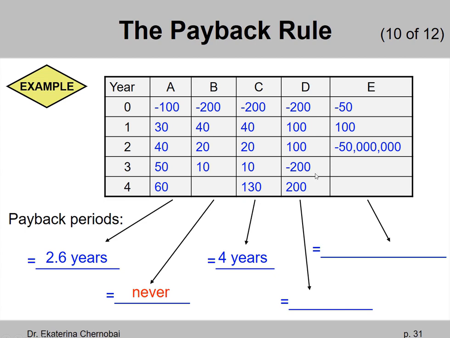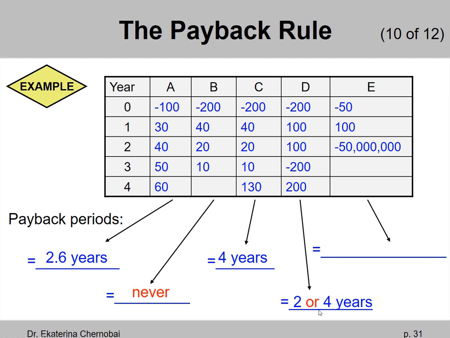What about project D? We invest 200, and then the cash flows for years 1, 2, 3, and 4 are 100, 100, minus 200, 200. Clearly, by the end of the second year, you have fully recovered $200. But if you keep going, you lose it all, and then you recover it again by the end of the fourth year. So it looks like we have 2 payback periods, 2 years and 4 years. And that's a problem. Let's say our cutoff is 3 years, right between the 2 payback periods.